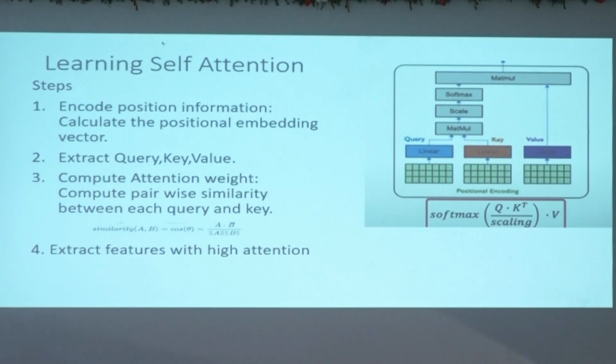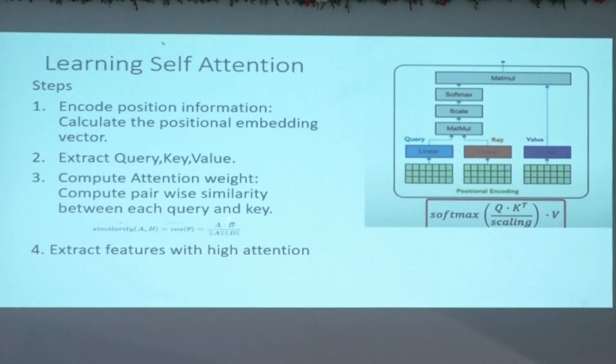From the position embedding we have to extract the query, key and value. As I said, the query is what we are searching for, what query we are giving, and the value is what it is converted to and what is given. With this we have to calculate the attention weight. Attention weight is nothing but the similarity between each query and key. For that we calculate the cosine similarity.